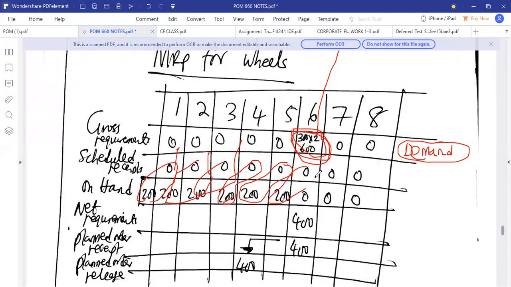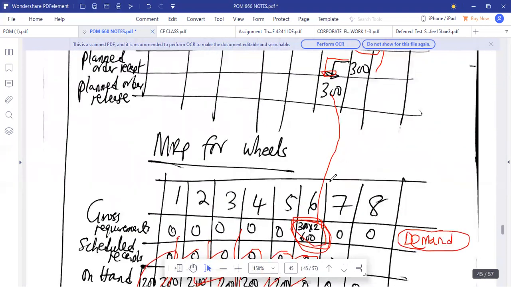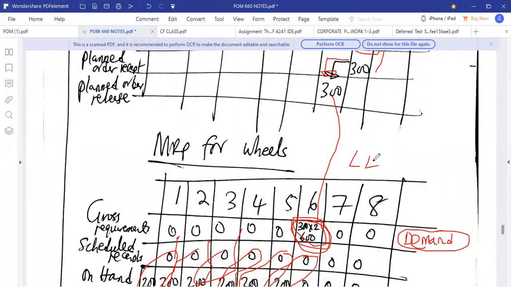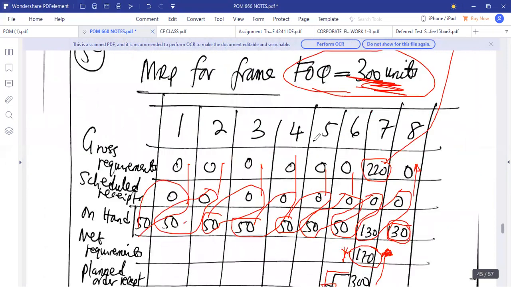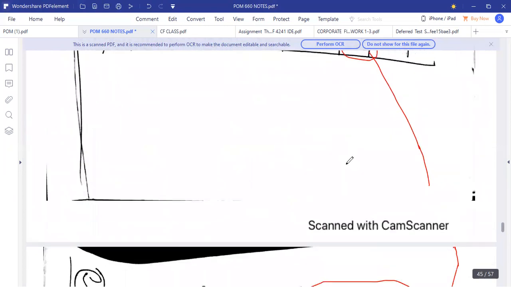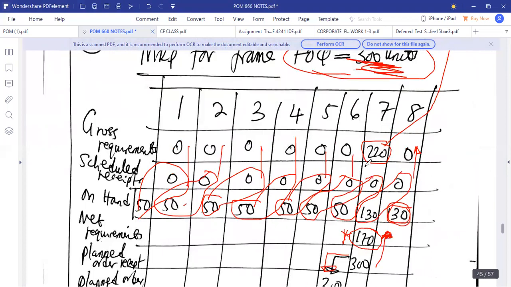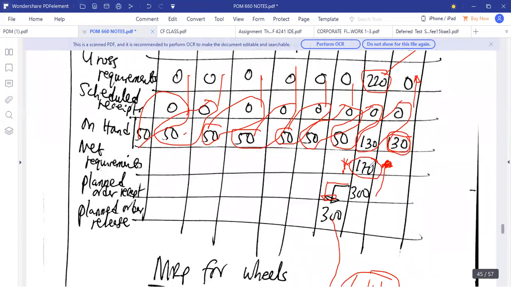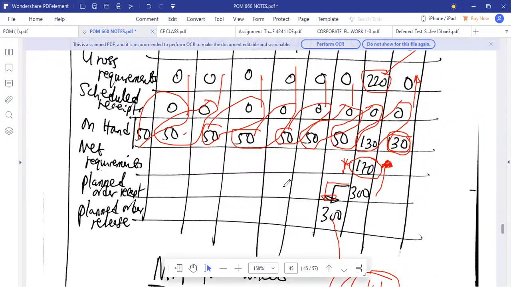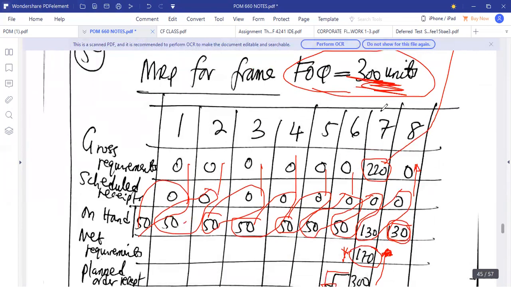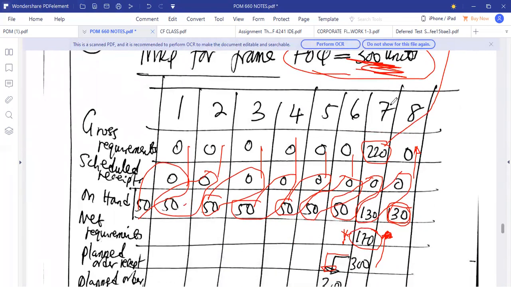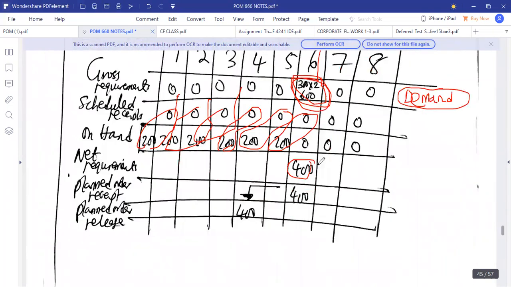200 plus 0 minus 600, you have a net requirement of 400. These are shortage units required to meet demand. So what should you do? If you are using lot for lot, you order net requirements. Fixed order is regardless of the net requirement. Even if our net requirement was 170, if it was lot for lot for the frame, we would have ordered the same 170. But here, regardless of the net requirement, we are ordering a fixed order of 300 units. For the wheels, it's lot for lot.